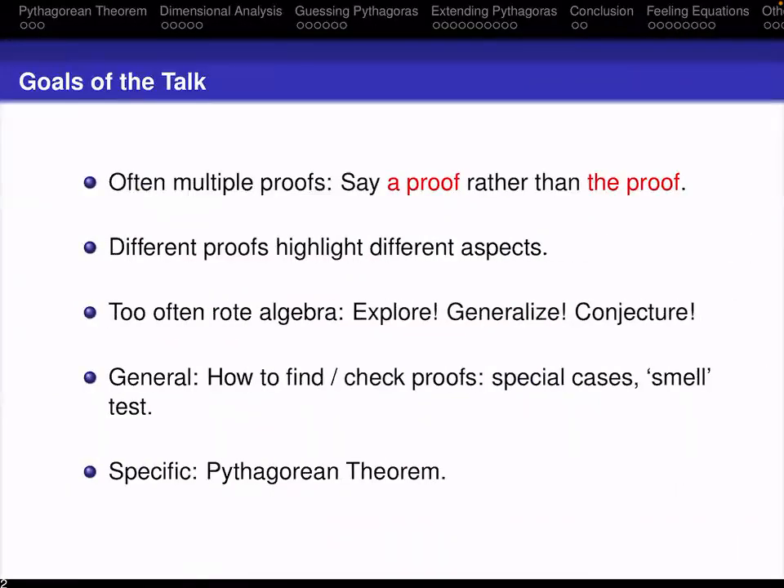There's often more than one way to prove something. So we say a proof in a math class, not the proof. Different proofs will highlight different aspects of the problem, and sometimes one will be better for generalizing than others. It's not always clear which is the best one.